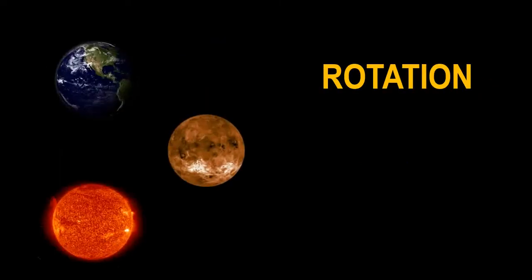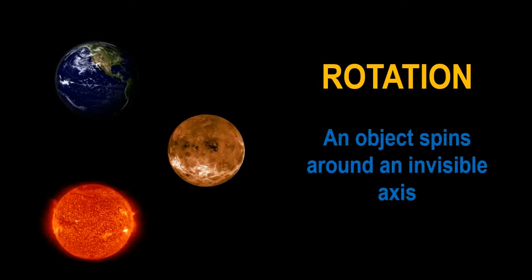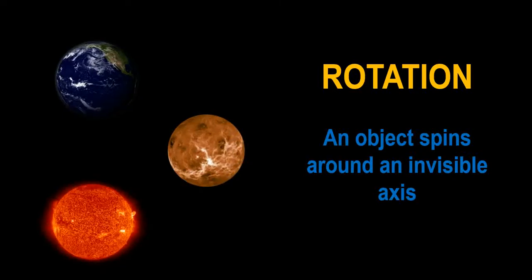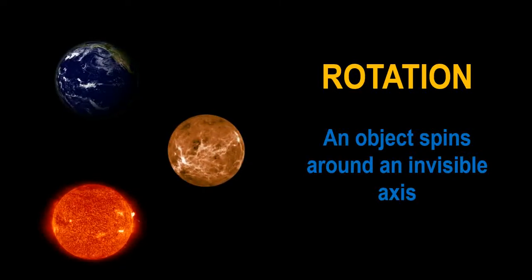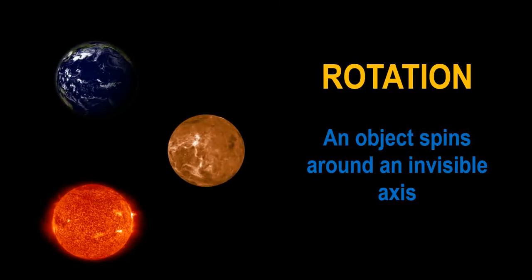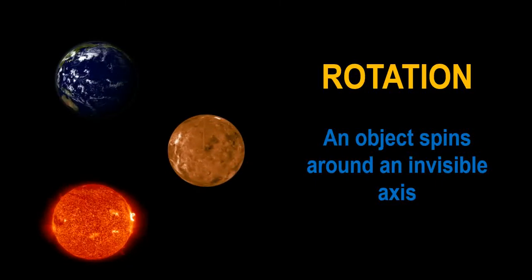So that means if we're getting specific, rotation is when an object spins around an invisible axis. The planets in our solar system rotate, and the sun does too, although it rotates more like a fluid than a solid, but that's an entirely different lesson.